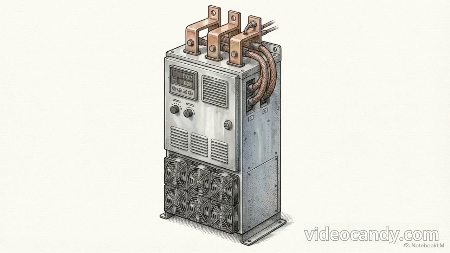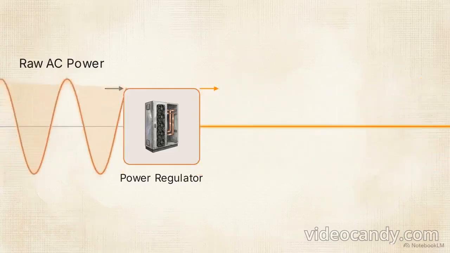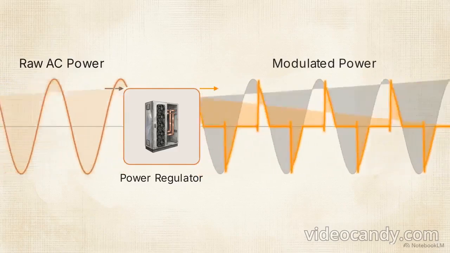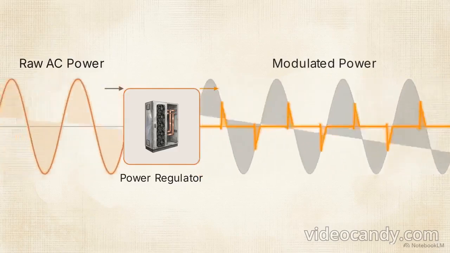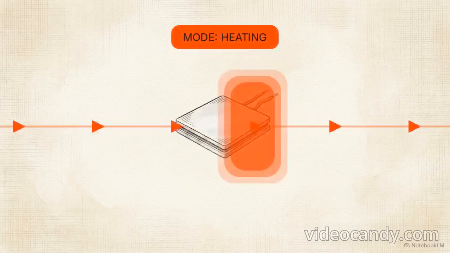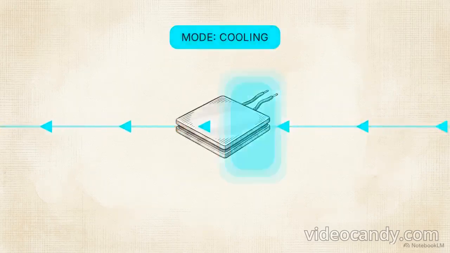By using internal semiconductors instead of moving mechanical contacts, an SSR can rapidly switch heavy AC power on and off multiple times per second without suffering physical wear. For systems demanding even tighter tolerances, engineers deploy power regulators. Instead of bluntly switching power fully on and off, regulators utilize phase angle control to smoothly chop the exact AC voltage wave, modulating the raw energy flow continuously.